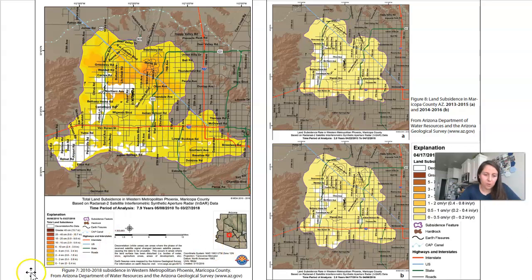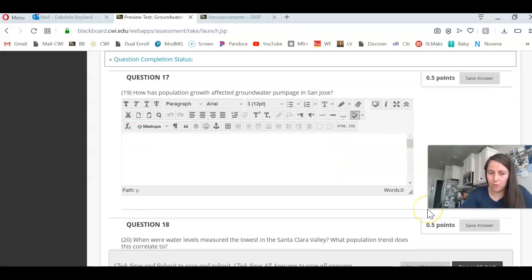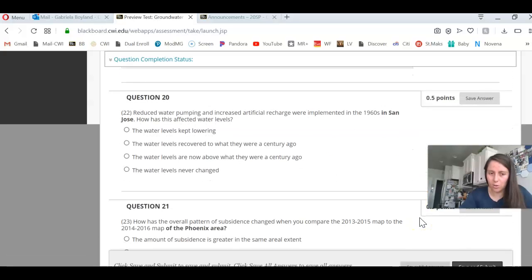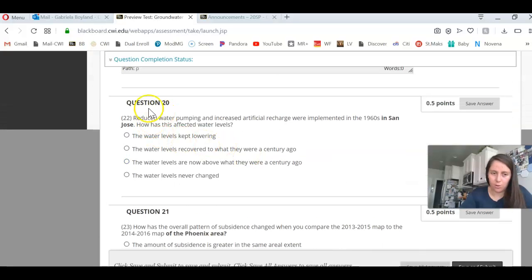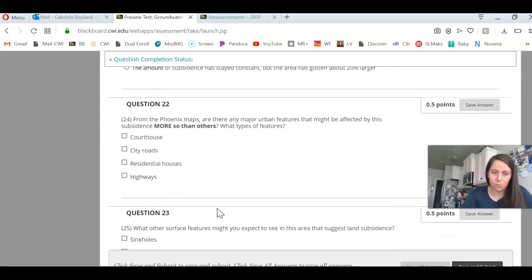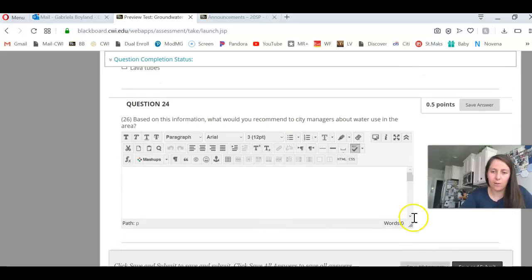So again, let's go back to the quiz really fast to show you how those last few questions of part D look. Question 17 is going to be a short answer, or that should be question 19 from your lab manual. Question 18 is a multiple choice. Question 19, short answer. 20 and 21 from your quiz, or 22 and 23 from your lab manual, are multiple choice. Questions 22 and 23, or 24 and 25 from your lab manual, are multiple answer. And then the last question, again, is a short answer where you make suggestions about any changes that the city managers should make about the water usage in the area.